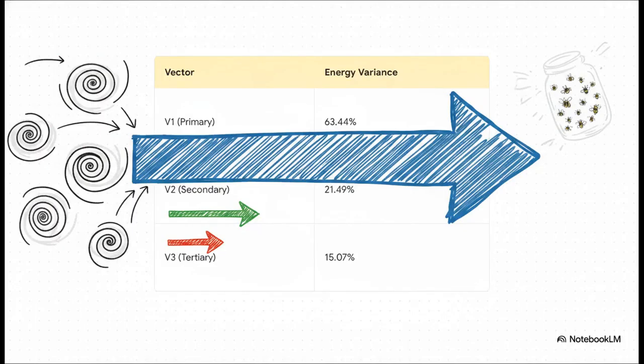And wow, just look at how heavily dominant the primary vector is in this real empirical data. The primary axis, V1, holds a massive 63.44% of the energy variance. The secondary axis, V2, drops all the way down to 21.49%, and V3 is just 15.07%. If the universe were just randomly scattering, like those bees in a jar we talked about, these numbers would be way, way closer together. Instead, the momentum is aggressively loaded right onto that primary axis.